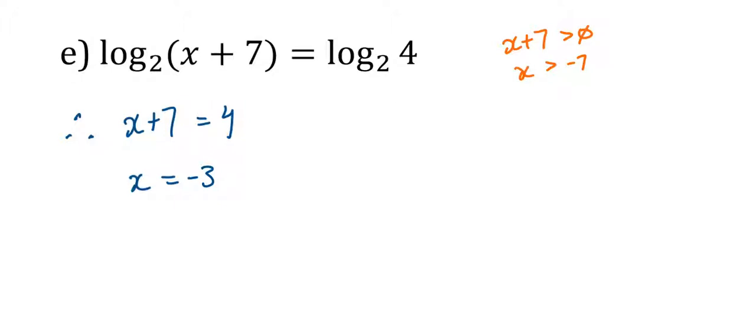What's the other way you could do this? Can I evaluate log base 2 of 4? What is it? It's 2. So I could have also done log base 2 of x plus 7 equals 2, and then rewrite this in exponential form. So this is log equals log, therefore the arguments are equal. This is rewriting in exponential form. But it's the same because I end up with x plus 7 equals 2 to the 2, which is just 4. So I end up back here anyway.